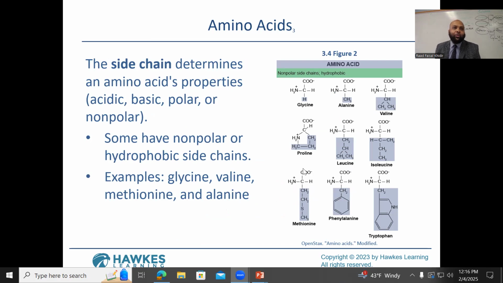Not the carboxyl group, all of them have it. Not the amino group, all of them have it. Not the hydrogen group, all of them have it. It is the R group that makes all the amino acids different. This concept is very important. Now this R group could be polar or non-polar. If the R group is polar, that means the whole amino acid is polar. If the R group is non-polar, that means the whole amino acid is non-polar.